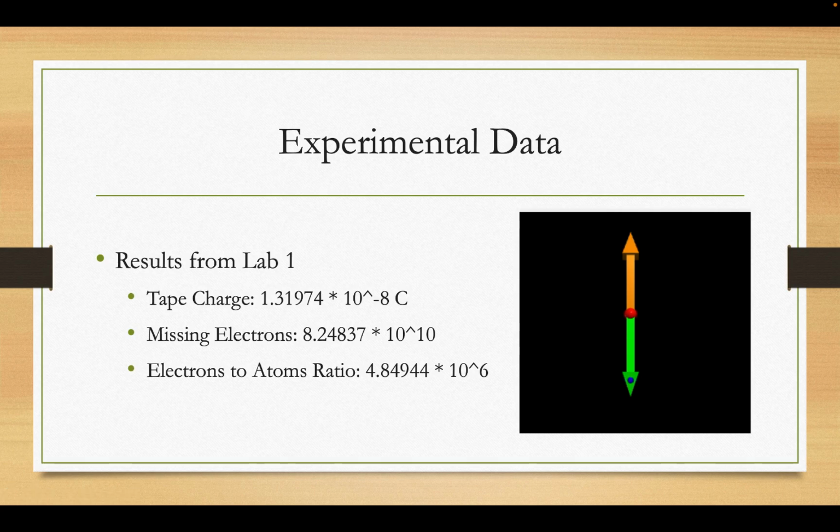Experimental data was retrieved from our lab 1 experimental data. So our tape charge that we found there through GlowScript was 1.32 times 10 to the negative 8 coulombs. Missing electrons 8.25 times 10 to the 10th, and our ratio of electrons to atoms was about 4.85 times 10 to the 6th. Nothing new, just same data.